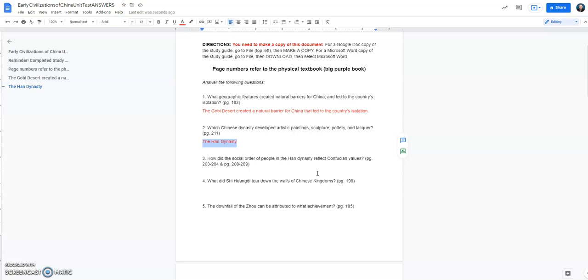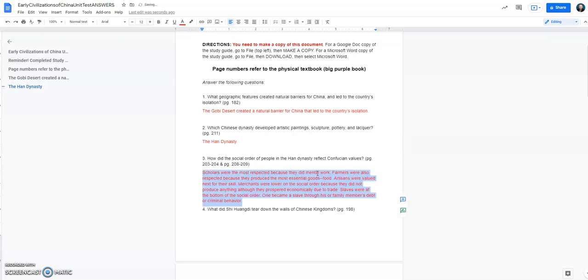Question number 3. How did the social order of the people in the Han Dynasty reflect Confucian values? So Confucian values meant basically, you respect the people who are ahead of you, respect your elders, respect the people who are more educated, respect your boss, respect your king. So yeah, scholars were the most respected people in society because they did the mental work, right? They came up with the ideas and organized society, all that stuff.